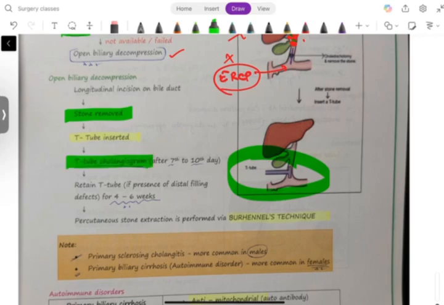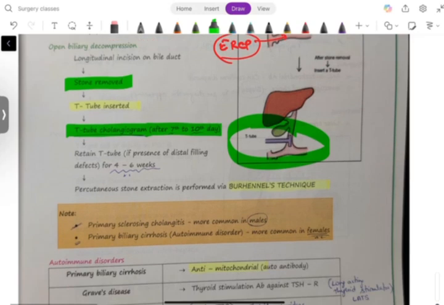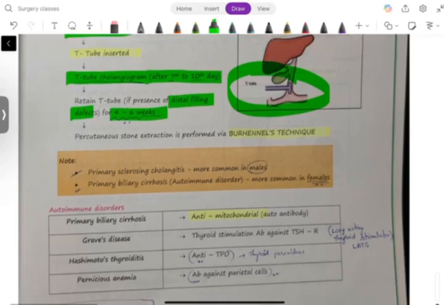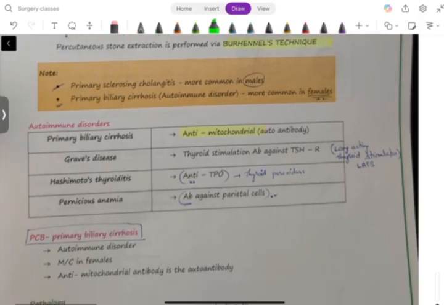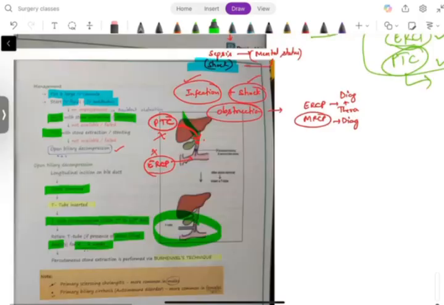And then T-tube cholangiogram is done after the 7th to 10th day. Even after 7 to 10 days, we will retain the T-tube if there is presence of distal filling defects, and this T-tube is left like that for about 1 to 1.5 months. Okay? So this much is enough regarding cholangitis.